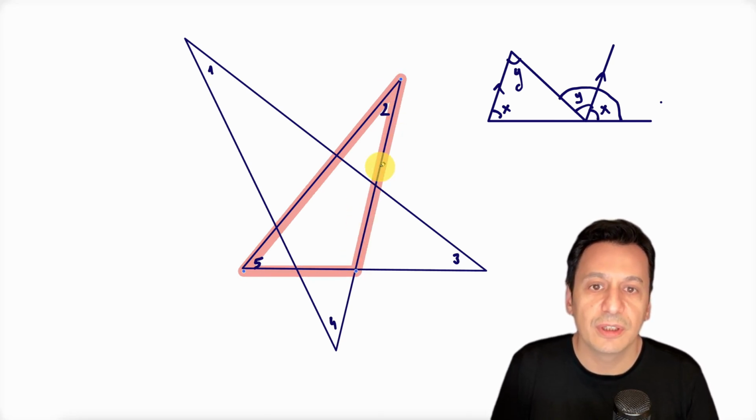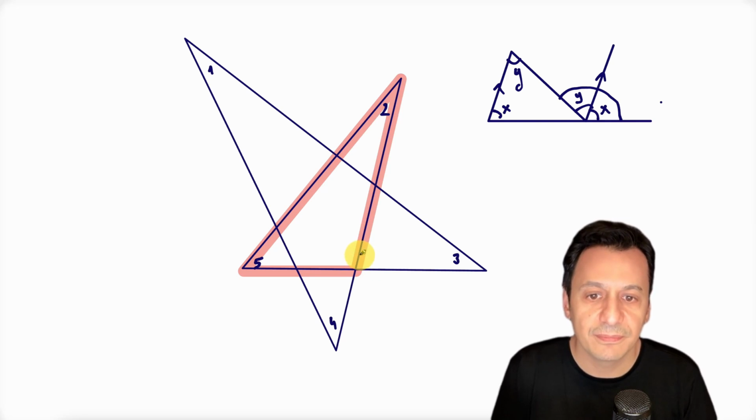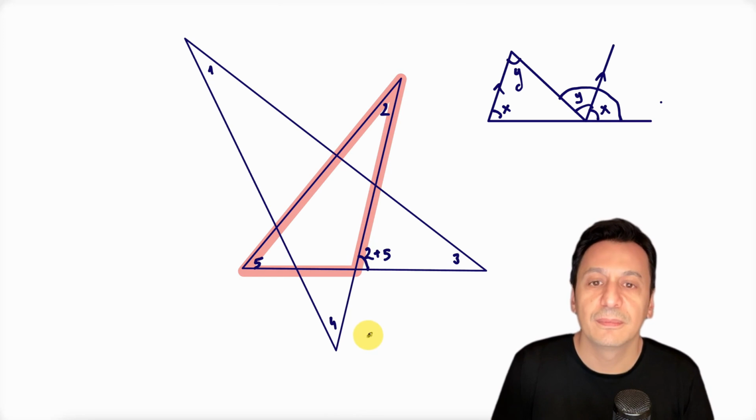Look, I drew a triangle here. Now, the sum of two interior angles of this triangle will be equal to one of the exterior angles here. So the sum of 2 and 5. Then, the angle here will be equal to the sum of 2 and 5.